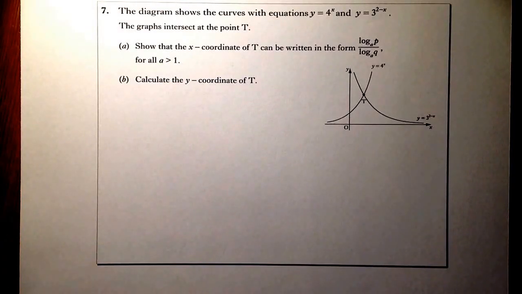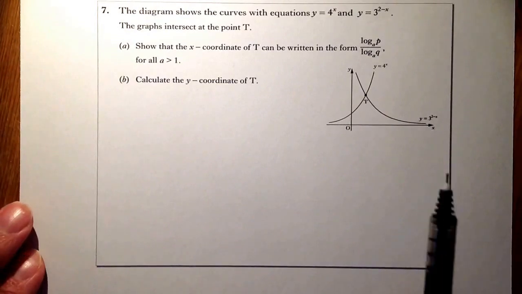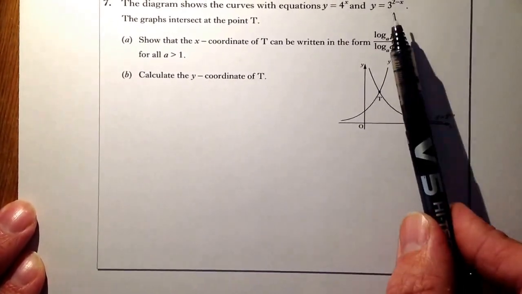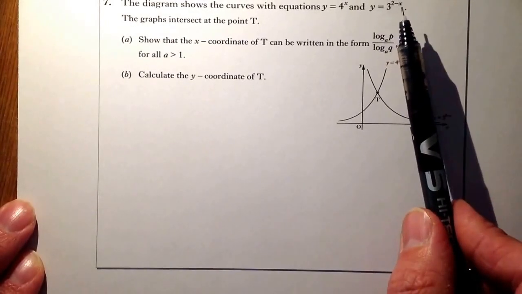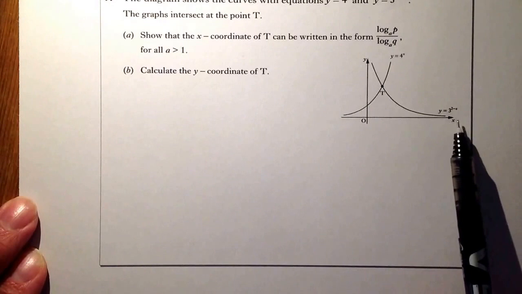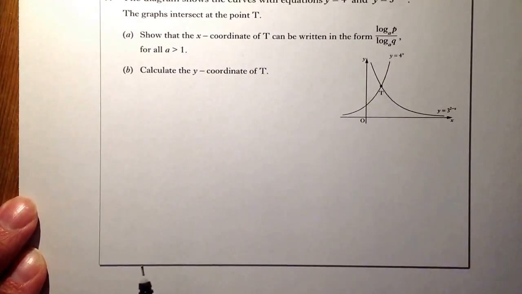This is Higher Maths. It's the 2012 Paper 2, the calculator paper, and we're looking at question 7. The diagram shows the curves with equations y equals 4 to the power of x and y equals 3 to the power of 2 minus x. And here's both graphs here. The graphs intersect at the point T.